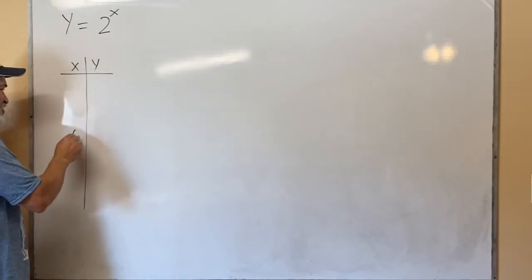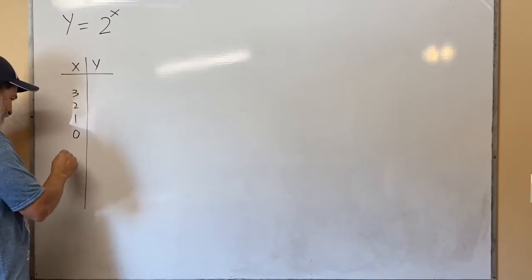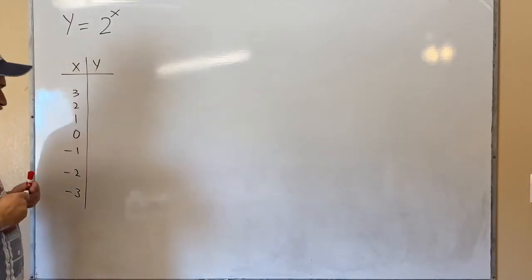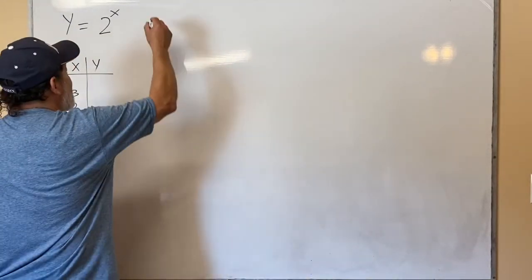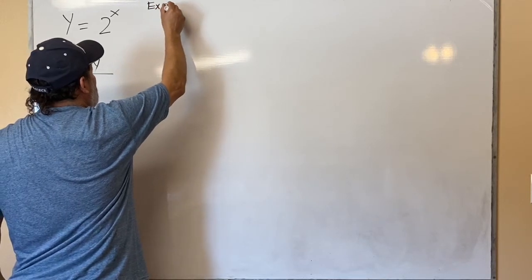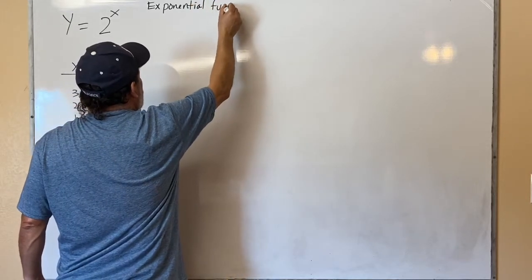Let's plug in x equals 0. Let's plug in x equals 1, 2, and 3, and -1, -2, and -3. And you're going to see the behavior of this. This is an exponential function.